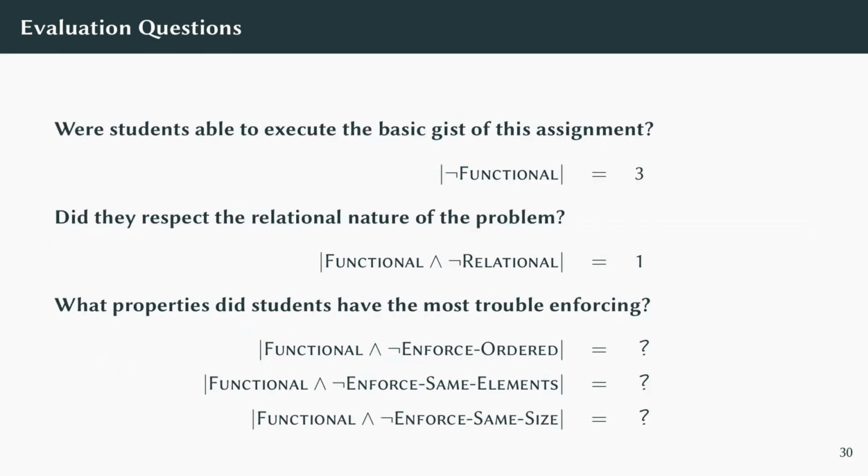Recall that 3 submissions weren't functional and 1 of the functional submissions was not relational. Only 4 submissions didn't enforce ordering. 34 didn't enforce that the input and outputs had the same elements. And 16 didn't enforce that the inputs and outputs had the same size. The uncertain ordering that makes this problem relational clearly was not the most difficult aspect of the problem for students.